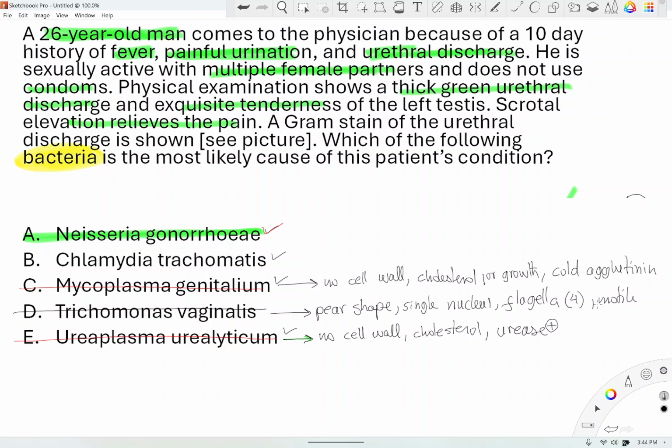Okay, Chlamydia. Chlamydia is an obligate intracellular bacteria. Obligate means it has no choice. So it cannot reproduce by itself. It needs cells. So that's why, if you were to see a gram stain or anything, you will see epithelial cells with inclusion bodies.